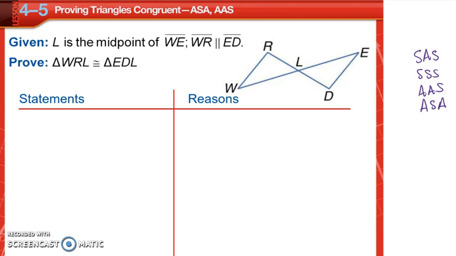to have three things always: either a side, an angle, or a side, or a combination of all of those. So you have to look in the picture and see where there's three things. So for this one, it says L is the midpoint of WE. So the first thing I do is I just start marking up my drawing, and then it says WR is parallel to ED.